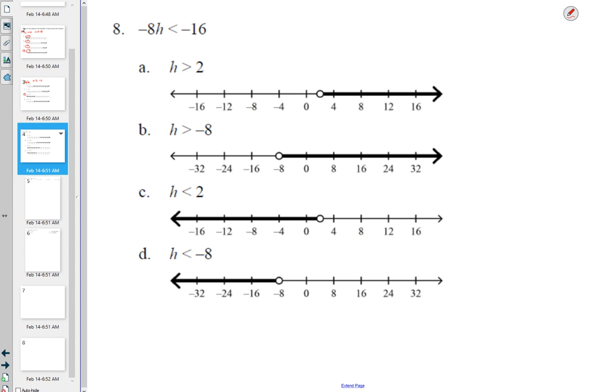Exact same type of problem. How can I get h by itself here? By dividing by negative 8. For the third time in a row, what happens if you divide by a negative? The sign flips. So 8 is greater than 2. That's an open circle shaded to the right on 2.